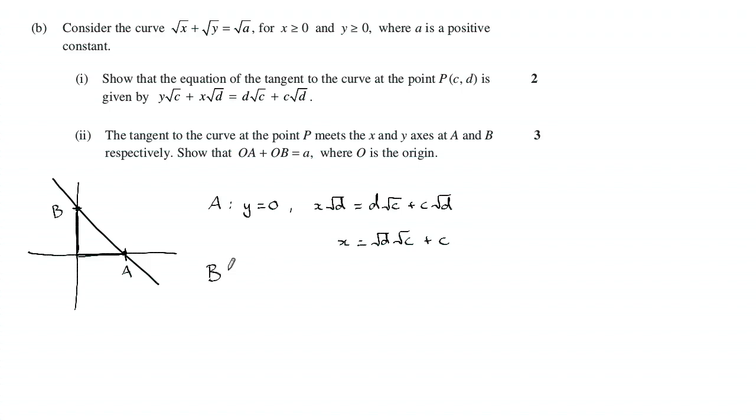And at b, that's where x equals 0. So plug x equals 0 into there, that bit disappears, you get y root c is d root c plus c root d. Divide both sides by root c to find y. And then I'll just cancel with that for that bit. And then you'll have c divided by root c, which is just root c.